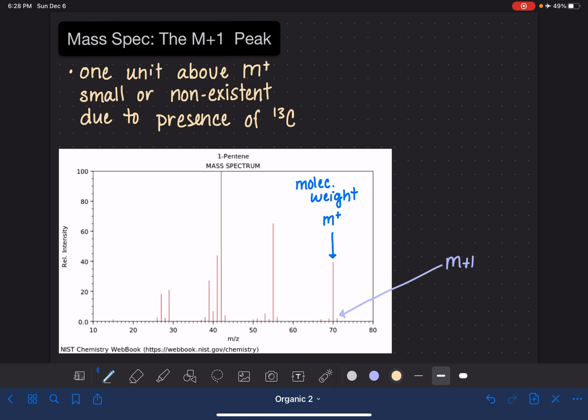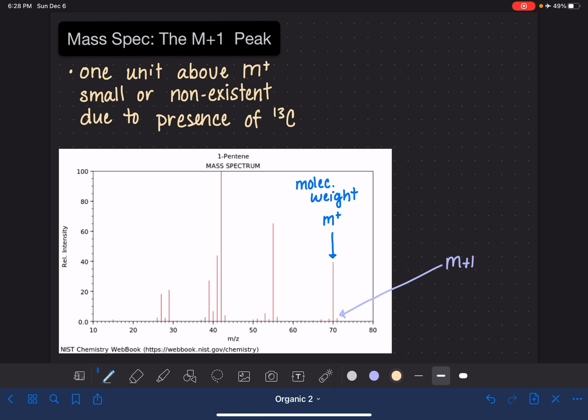Carbon-13 makes up about 1% of all of the carbon atoms in the universe, so most of our molecules will not have any carbon-13 in them at all. So most of our molecules will not even be showing up in this particular location on the mass spec. When we do get some peaks showing up here, it's a very small amount, which is why this particular peak is small, or sometimes so small that it's non-existent.